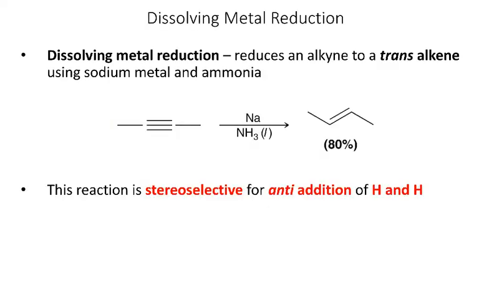Now, a poison catalyst will produce the cis alkene. If we wanted to produce the trans alkene, we could use a reaction called dissolving metal reduction. And that's where we take sodium metal dissolved in ammonia. In that case, the reduction stops at the alkene, but we get the trans alkene because the reaction proceeds by anti-addition, as opposed to the poison catalyst or regular catalytic reduction that follows syn addition of the hydrogens.